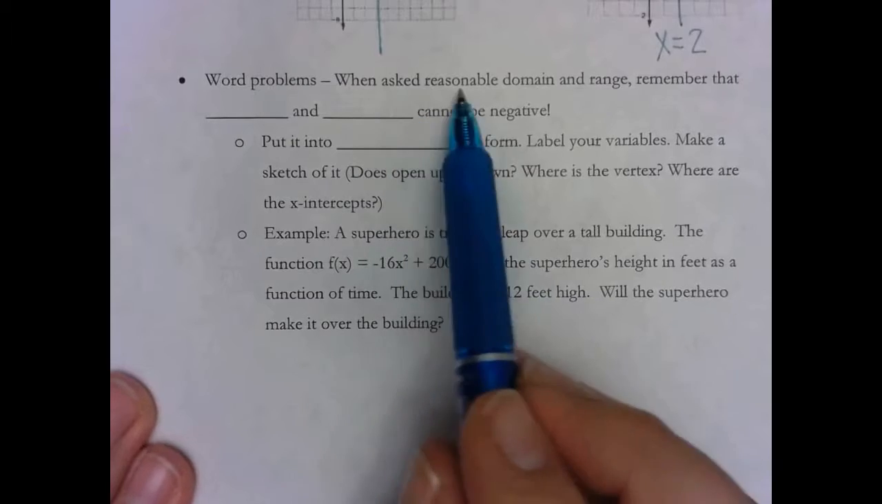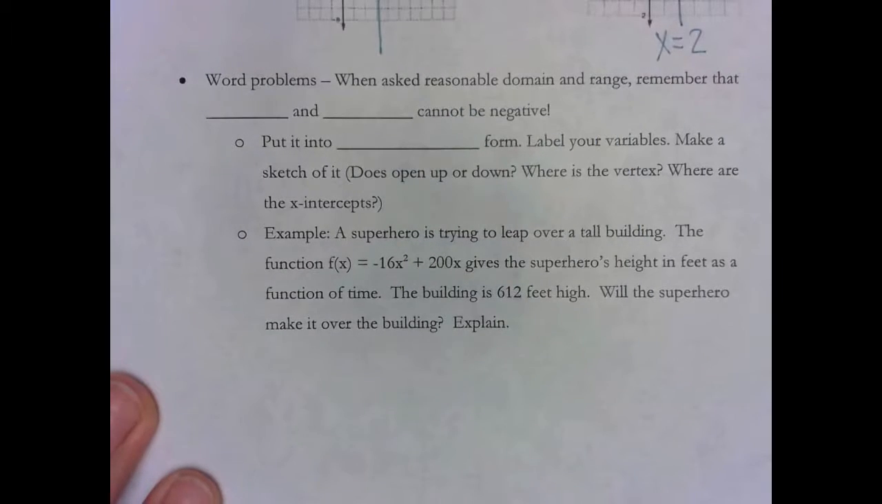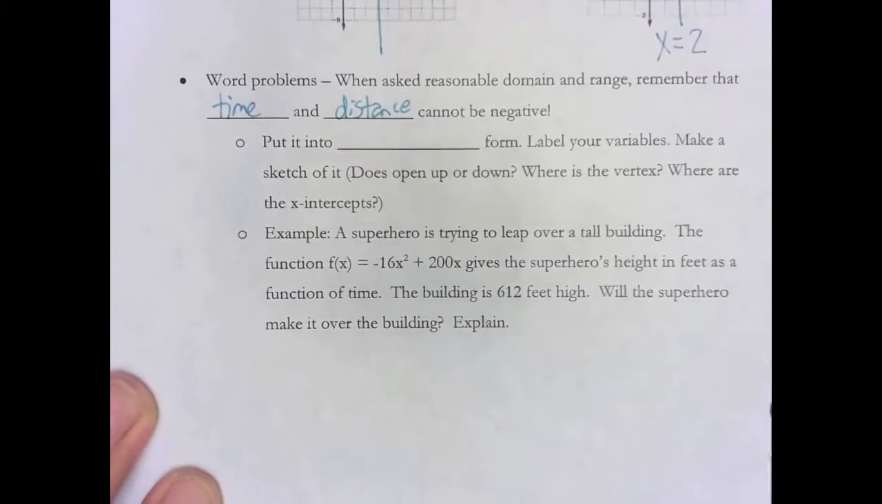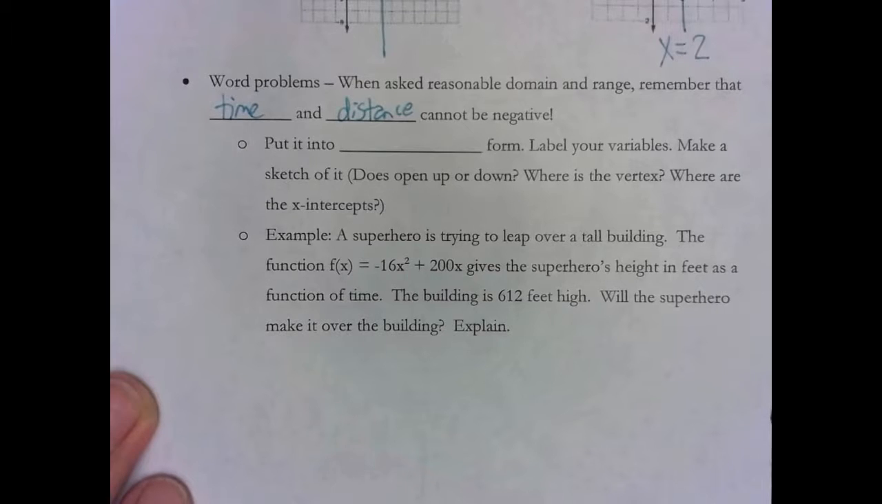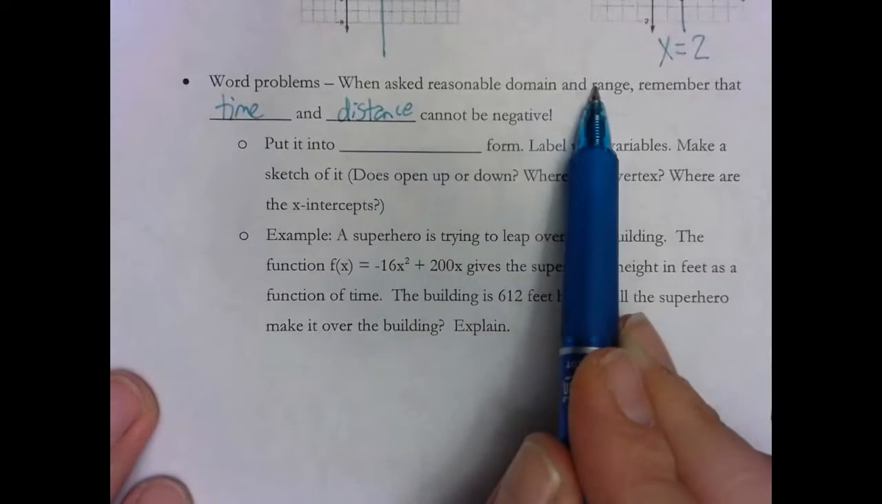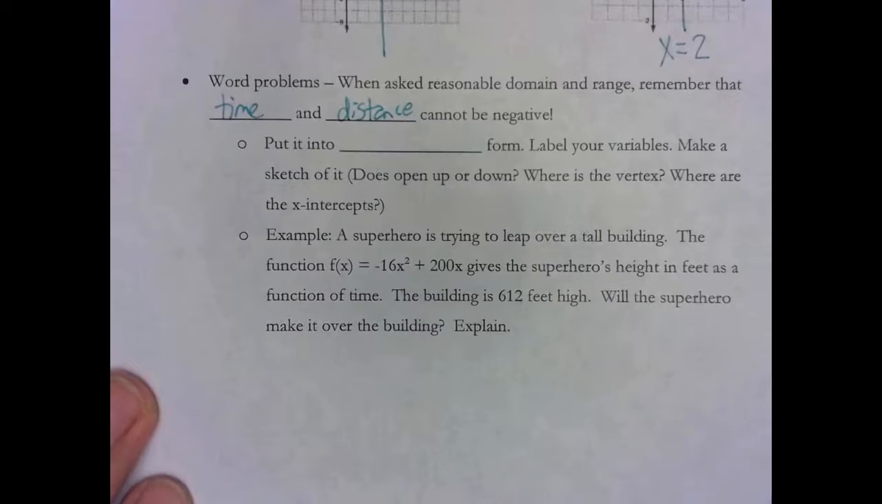So, little reminders. When you're asked about reasonable domain and range, something really important to remember is that time and distance cannot be negative. You can't say that I ran -5 feet. That doesn't make sense. Or to say that I ran for -10 seconds. Doesn't make sense. It's like going back in time. Can't do that. And most of the time, time is going to be our domain, distance is going to be your range. Most of the time.